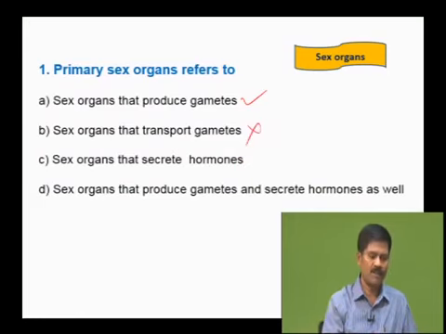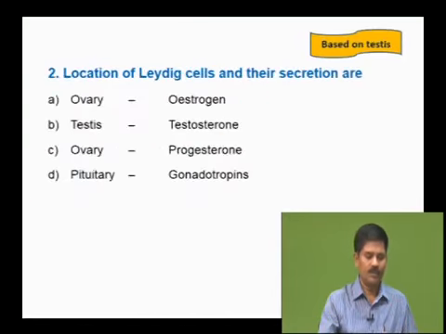Then sex organs that secrete sex hormones is a function of primary sex organs. Since both the options are there in D, therefore D is the right option. Primary sex organs refers to sex organs that produce gametes and secrete hormones. Next, location of Leydig cells and their secretions are. It's a direct question. It's a concept based question.